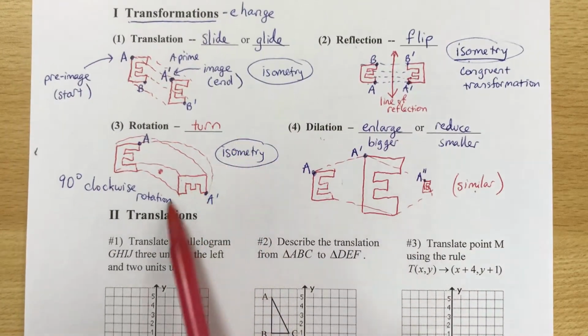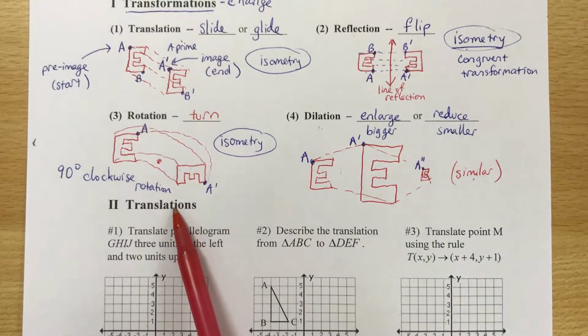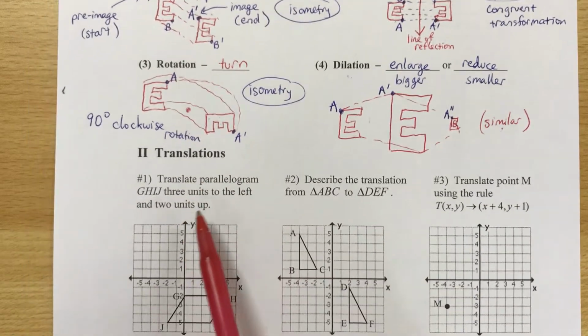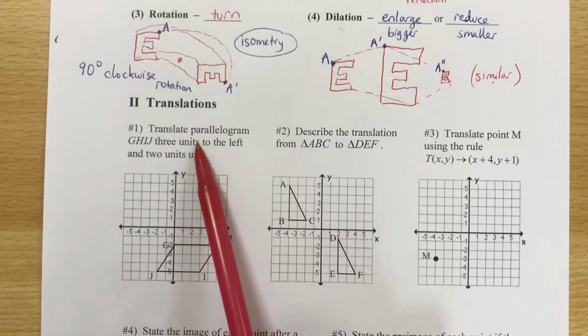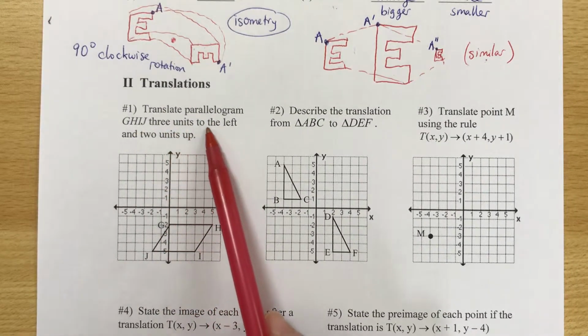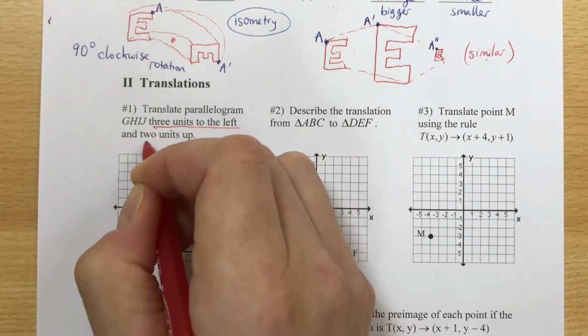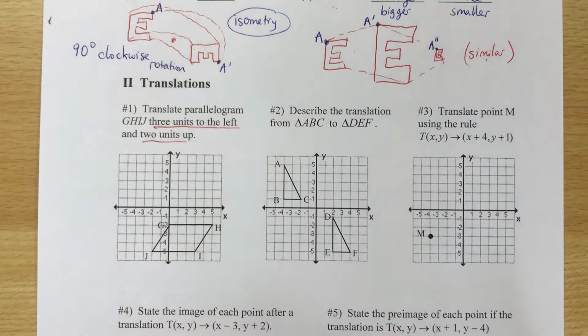Okay, so let's come down here to part 2 where we talk about translations. Translation is just where you slide your figure. Okay, so you move it left, right, up, down. So number 1, it says translate parallelogram GHIJ 3 units to the left and 2 units up. 3 units left, 2 units up.